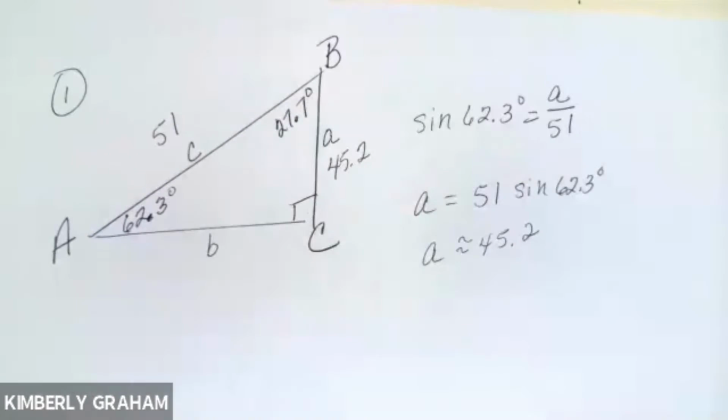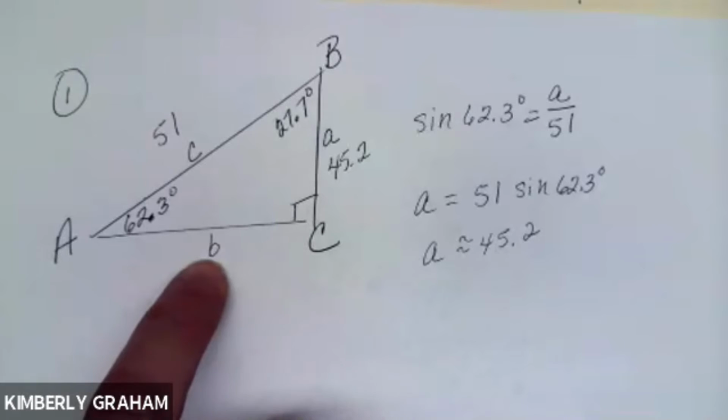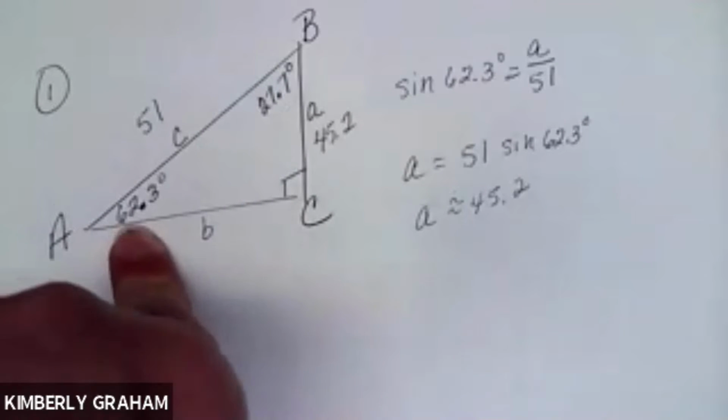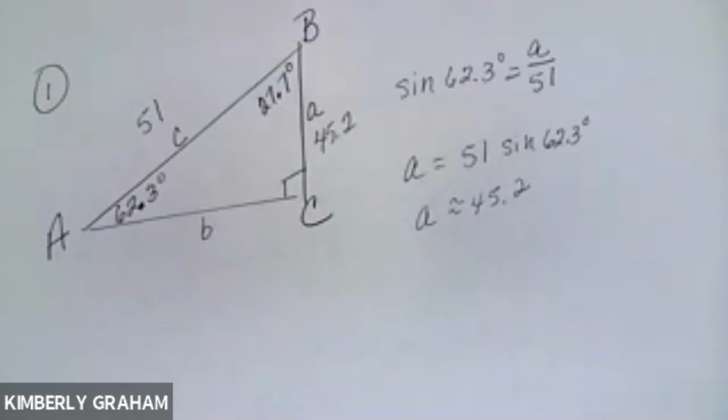I've got a couple of different options to figure out the other side. I know two sides of a right triangle. I can use the Pythagorean theorem, or I could use cosine of 62. It doesn't matter however you want to do it to get that other side.